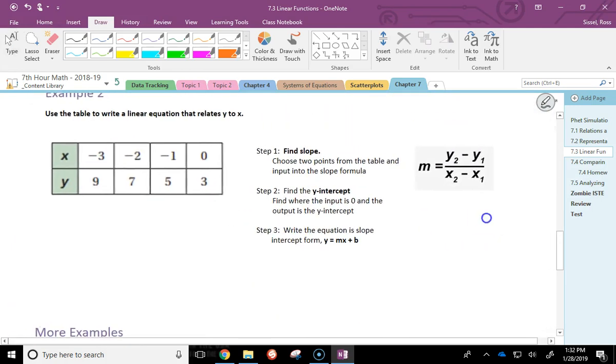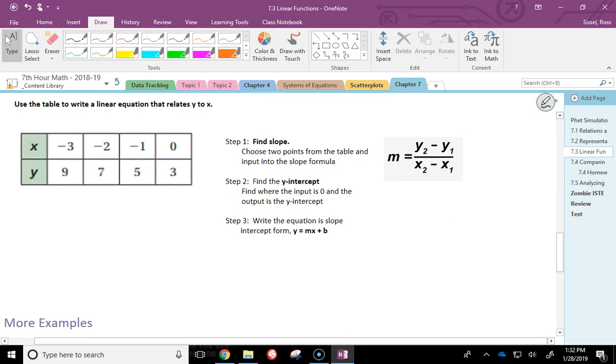What if I don't have the graph, and all I have is my input-output table? You will see one of these. The way we solve this is the same way. I still have to identify my slope. I still have to identify my y-intercept. I would draw this on your foldable as well.